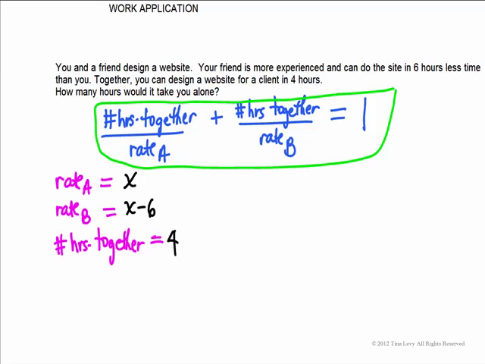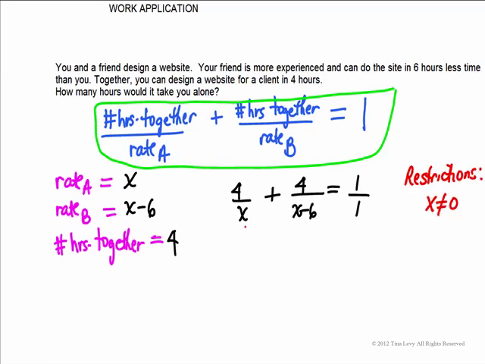We're now ready to set up the equation. Using this grid, we have 4 over X plus 4 over X minus 6 equals 1. And I'm going to write the 1 like this. We're now going to proceed to solve this fractional rational equation. Looking at it, we can see our restrictions. X can't equal 0 from the first denominator, and X minus 6 can't be 0, so X can't equal 6. What that says in the problem is you can't have me working no time or me working the whole time.